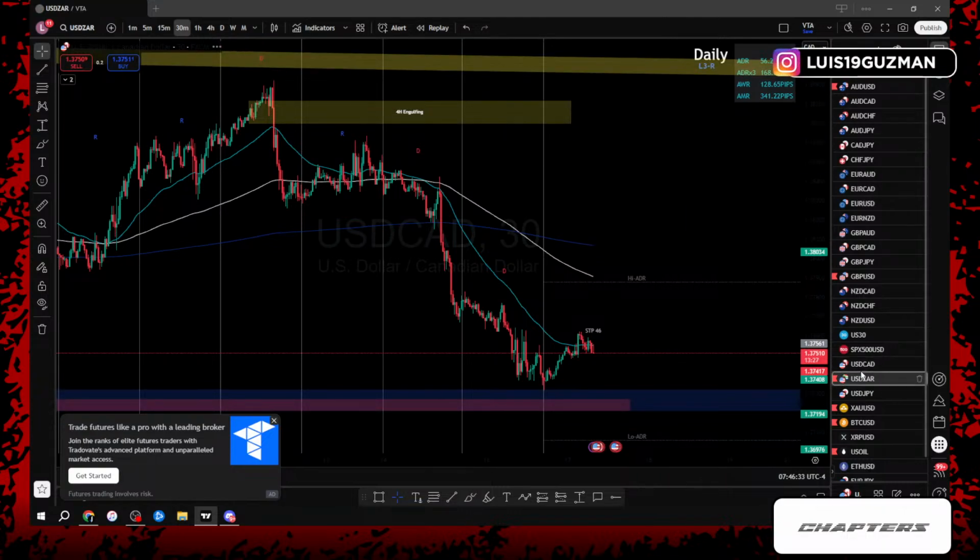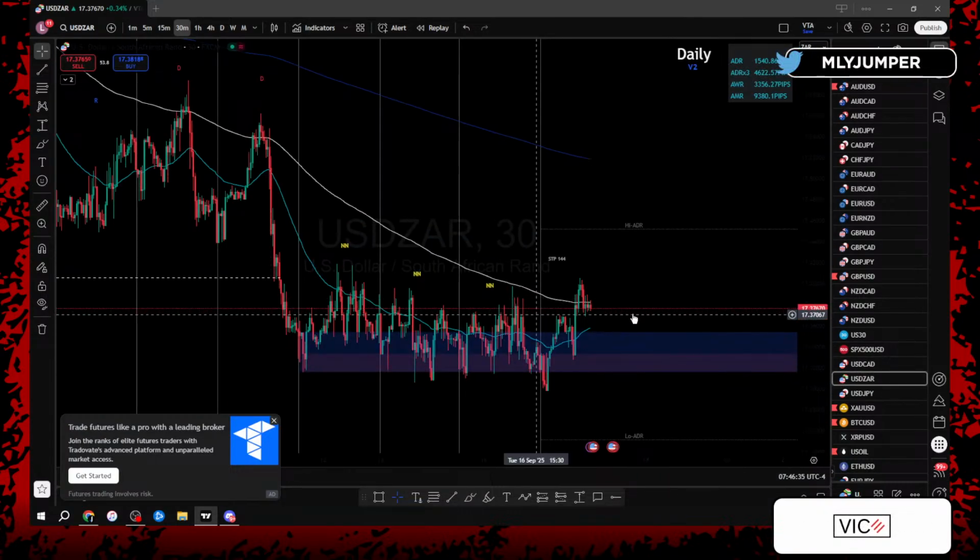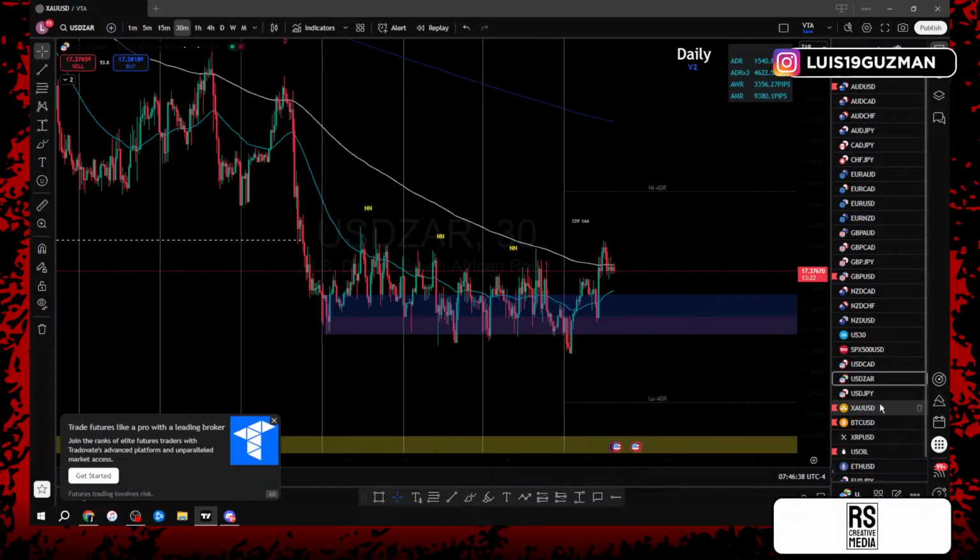USD CAD, I'm not trading it. USD ZAR, I'm not trading it. Right? USD ZAR is just in a zone of consolidation. We'll wait for price to get out of there.